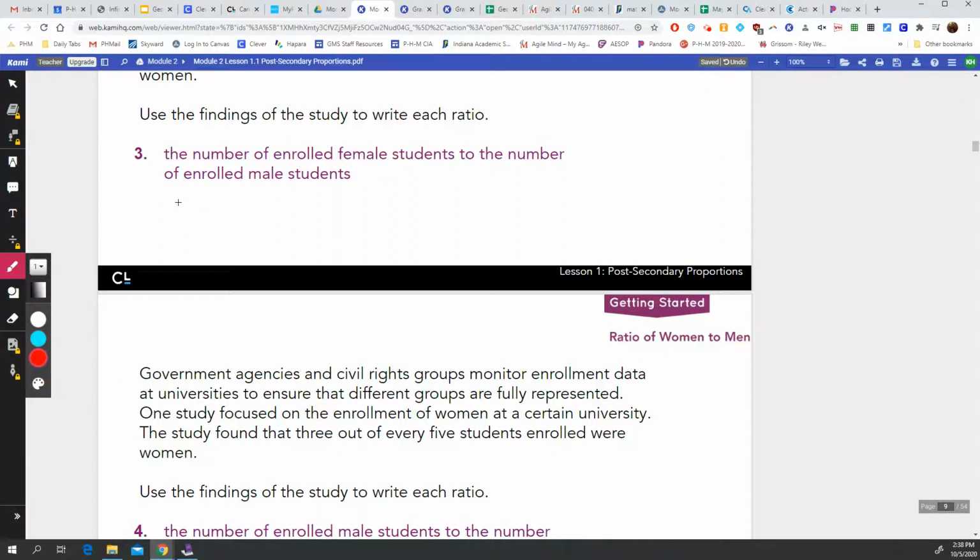This one, let's think about a little bit here. So the ratio is going to be female, number of female, to number of male. That's what it says. Well, we know that the number of female was 3 out of every 5. The number of male was 2 out of every 5. So the ratio of the number of female to male would be 3 to 2, or 3 over 2.